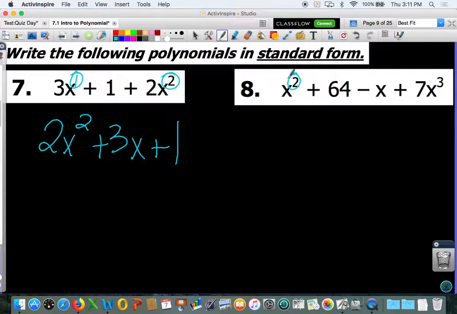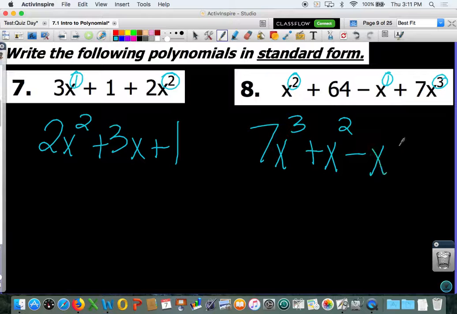All right, so looking at 8, I need to find the highest one. So I've got x squared, x to the 1, oh, x to the third power, x cubed. So I've got 7x cubed plus x squared minus x plus 64. Make sure to take your sign with your term. This is negative x. That negative stays with that x.